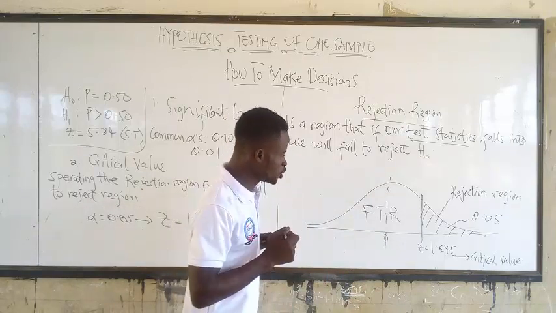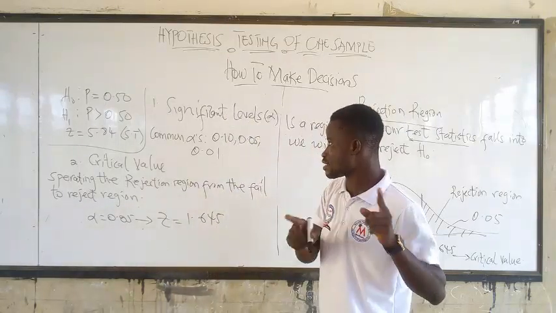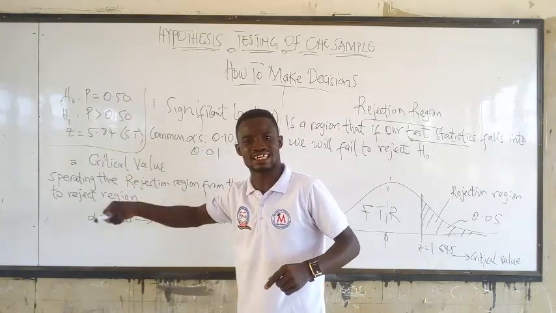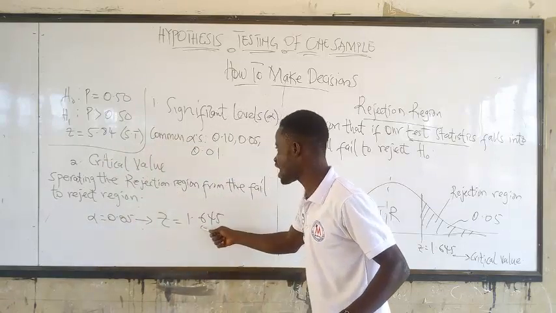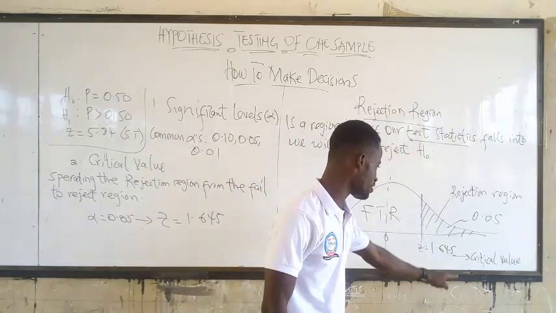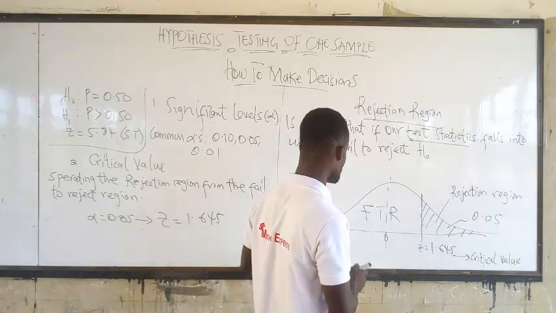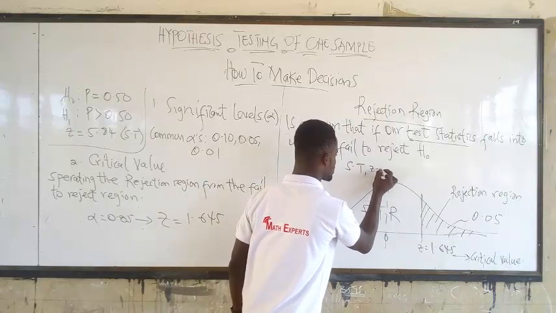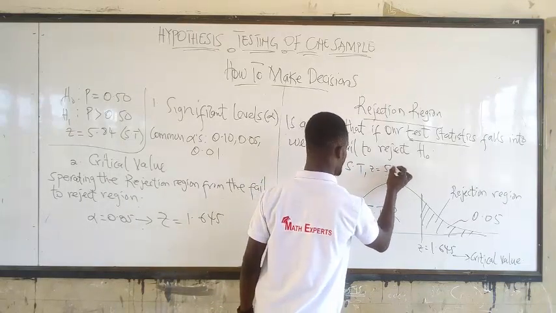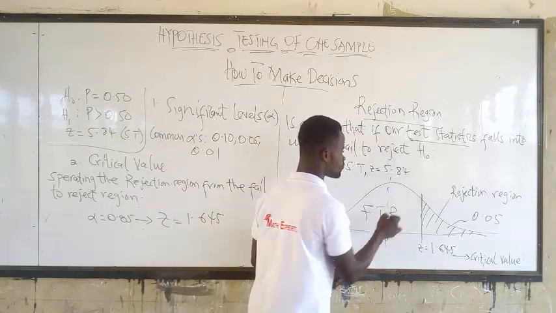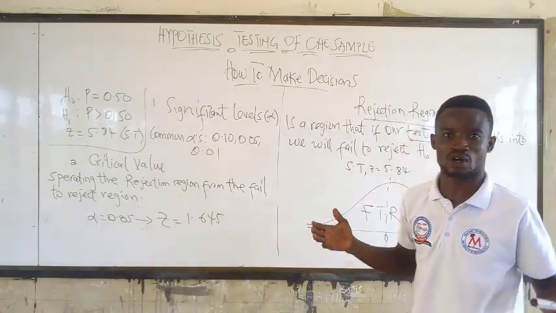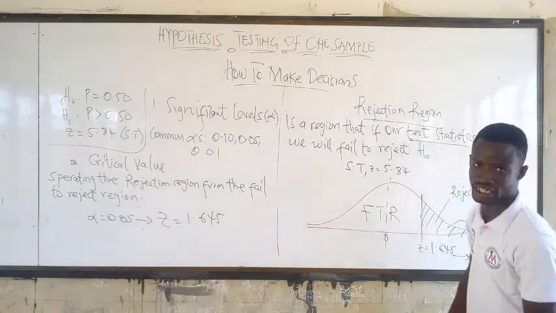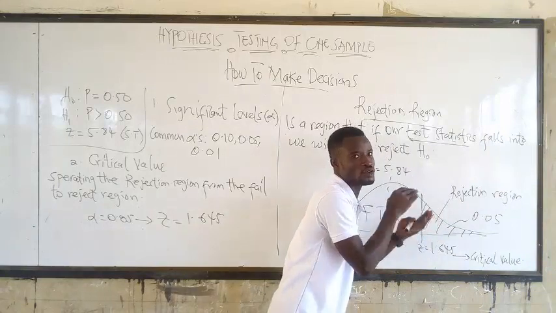Be careful. Even though they are all Z, they are not the same. The Z here is the one we use the formula to derive. That is the test statistic. What I have here is the Z-score, or the critical value. So I'm now going to use my test statistic, which is Z equal to 5.84, to make my what? Decision. Whether it's going to fall within the fail to reject region or the rejection region.